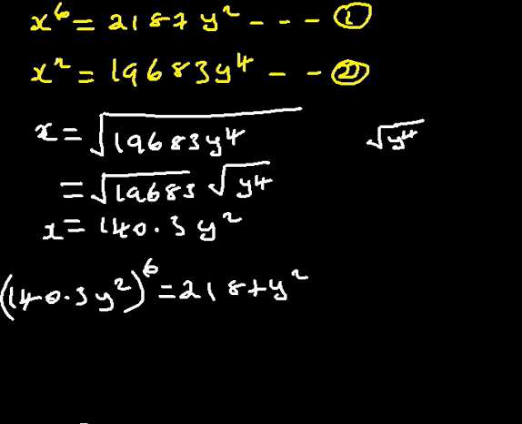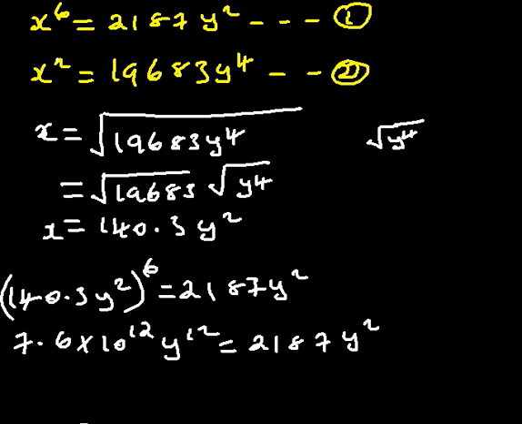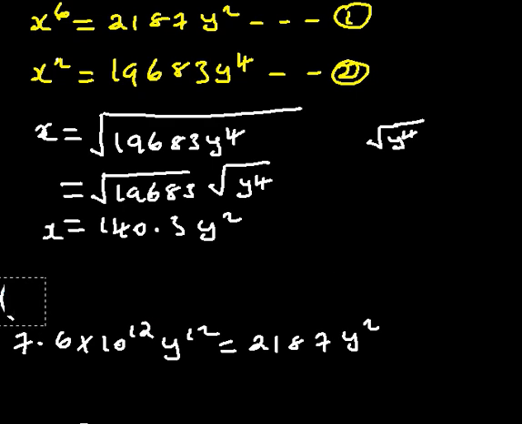That will be given as a very big number, 7.6 times 10 to the power 12, times y to the power 12, which will be equal to 2187 y to the power 2. It should be that.